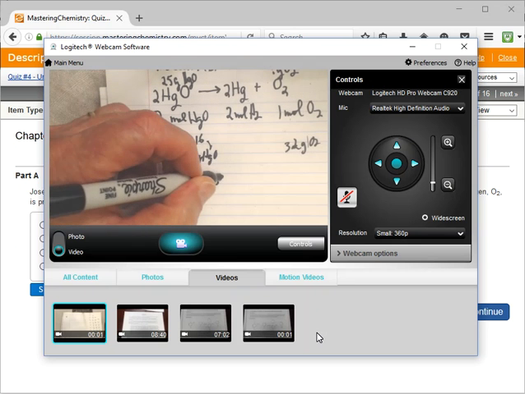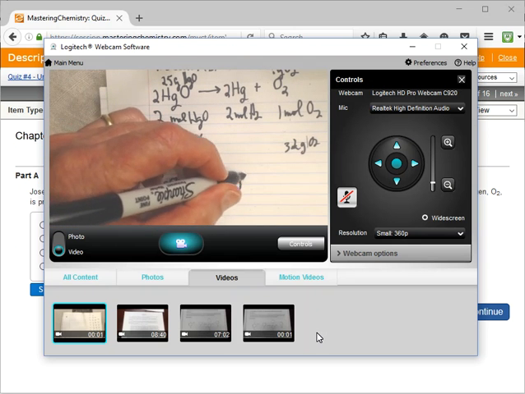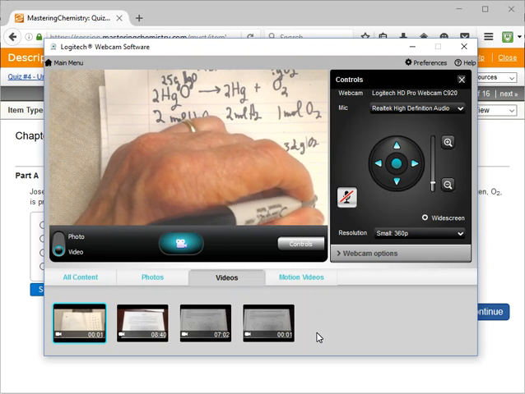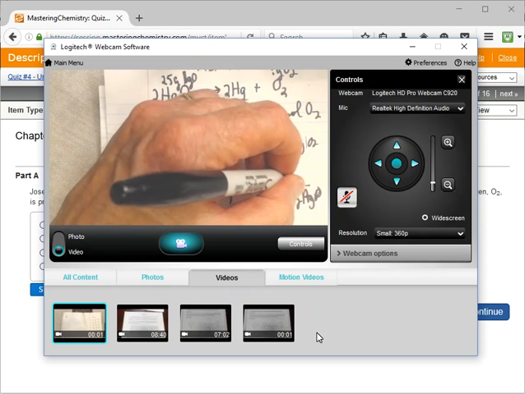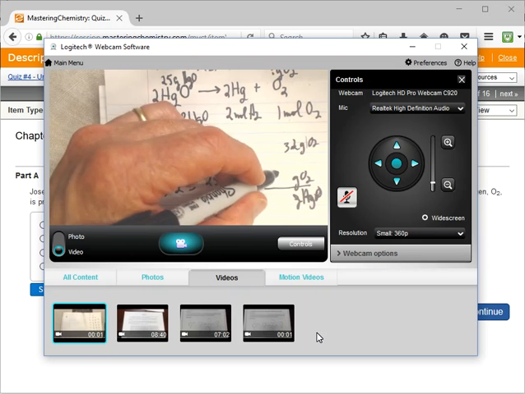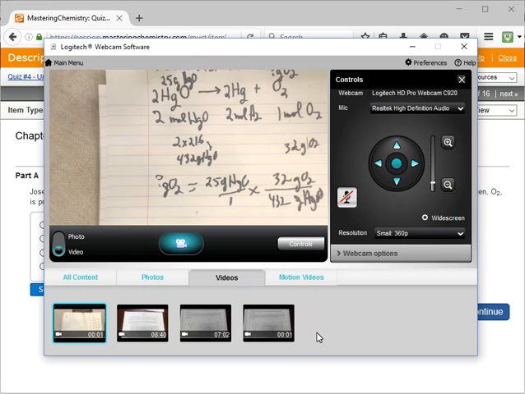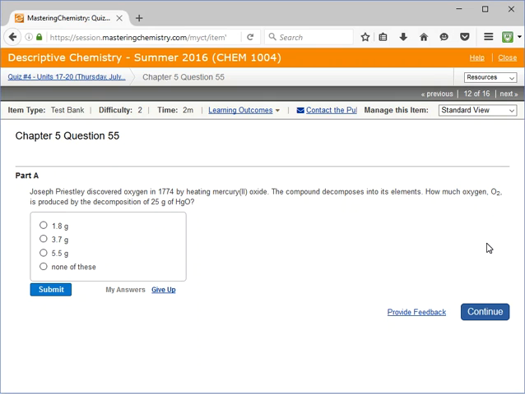If I start with 25 grams of HgO, I put grams of HgO down here, and I put grams of oxygen up on top. My numbers are 32 grams of oxygen for every 432 grams of mercury(II) oxide. Work out your arithmetic, and there's your answer to that problem. Just like you've seen that now several times, you just have to keep practicing it, making sure you have that down.